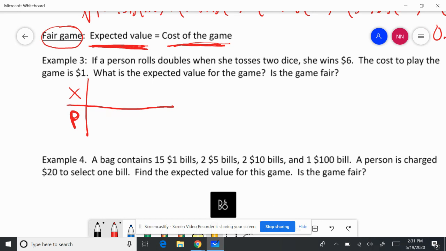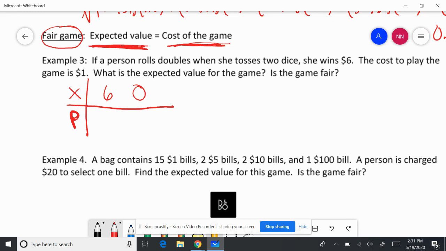It says a person rolls doubles when she tosses two dice. She wins $6. The cost to play the game is $1. What is the expected value for the game? Is the game fair? There are two options: either the person wins $6 or they win nothing. Those are the only two possibilities.